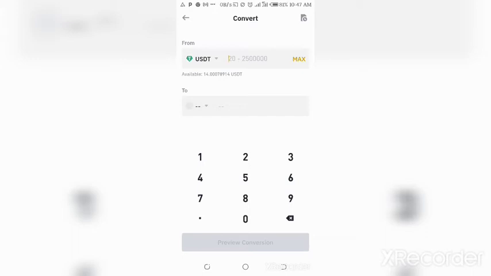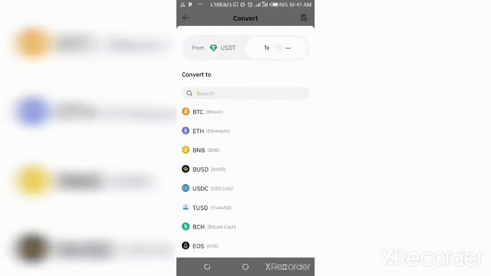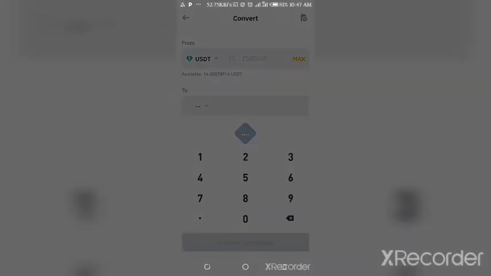For example, let's say I have my USDT and I want to convert it to another currency. You tap here to select any coin that you have. So I have USDT. After selecting that, I come here and select the currency I want to convert to, let's say BTC. So you select the coin you want to convert from and the one you want to convert to.